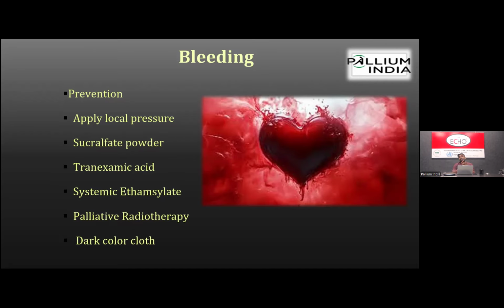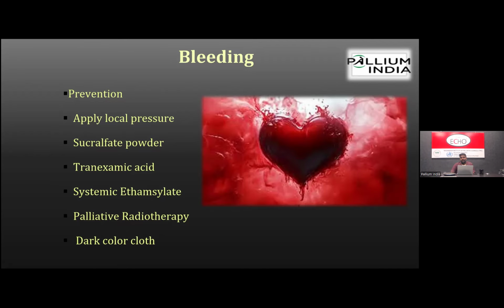Again, here we can also apply topical agents. Initially we were all using sucralfate powder. I think now it is not available in our setting. In your place, I don't know if you have it. Using sucralfate powder, we mix it in liquid paraffin or Vaseline, make it into a paste form, and apply it over the wound. In the same way we can use etamsylate: crush the tablet, mix it in Vaseline or liquid paraffin, then apply it over the wound. This will also control the bleeding. In addition, Tranex or systemic etamsylate can be given if needed.